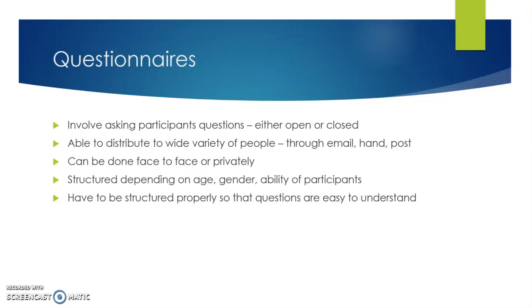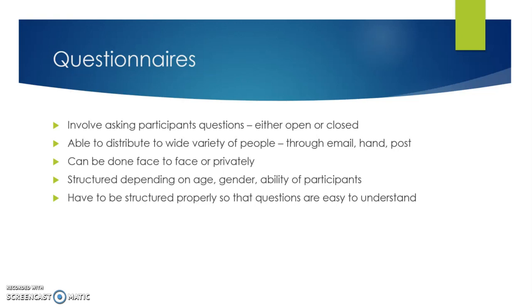So the final section of this assignment looks at quantitative data collection methods. And the first way is by carrying out questionnaires. These involve asking participants questions which can either be open or closed. And questionnaires are good because you can distribute them to a wide variety of people in a number of ways, including email, by hand, and by post. Questionnaires can be done privately or face-to-face, and are structured depending on the age, the gender, and the ability of the participants that you decide to give them out to.